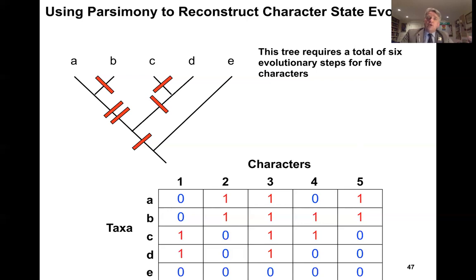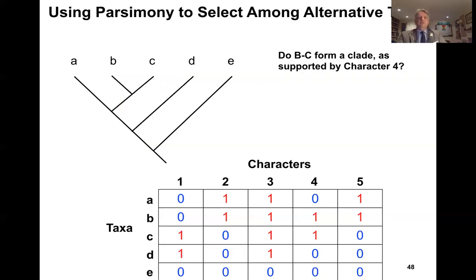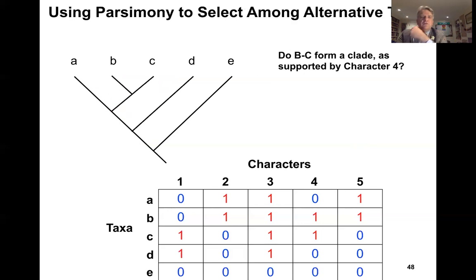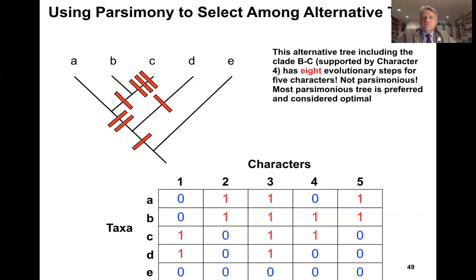Now let's think about an alternative phylogenetic tree. We could say, well, maybe these traits that were changing independently on B and C are evidence for common ancestry of B and C. So let's think about a phylogeny that relates B and C as a monophyletic group. If we look at this alternative tree, it has 8 evolutionary steps for the 5 characters. This is not the most parsimonious tree.